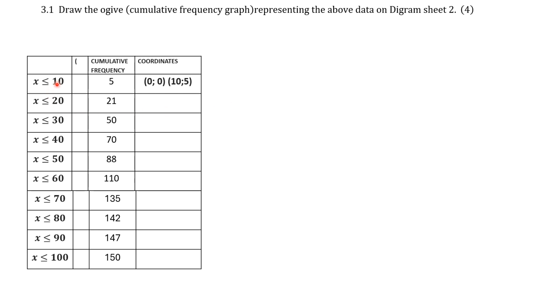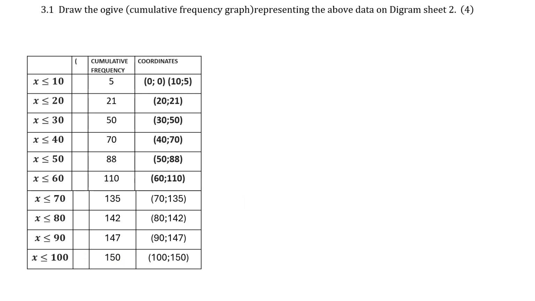So first I have there my X value is 10 and cumulative frequency is 5. So my second point after grounding the graph would be at 10 and 5. Then the next one should be at 20 and 21. Then 30 and 50, 40 and 70, and so we go along. So these here give me all my X values, and my cumulative frequency gives me all my Y values. Right, so you see there 20, 21, 30, 50, 40 and 70, 50 and 88, 60, 110, 70, 135, 80, 142, 90, 147, and then 100 and 150.